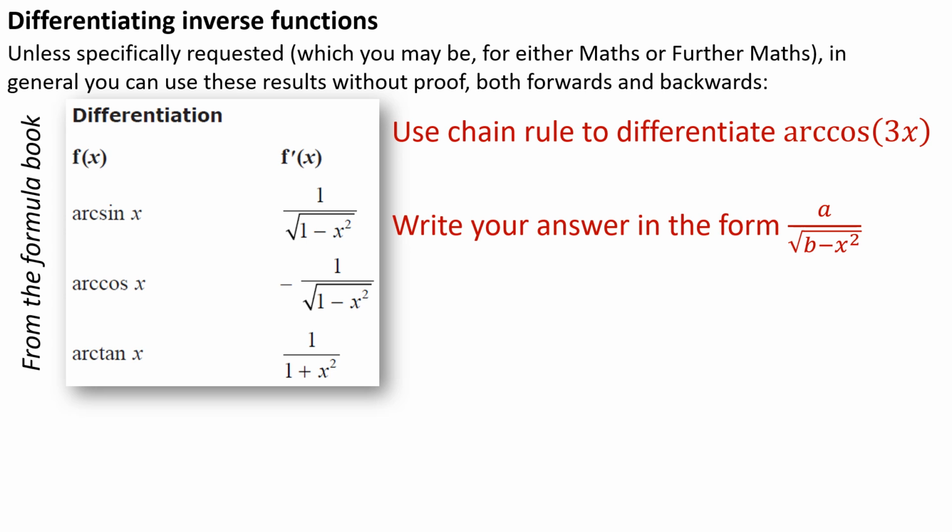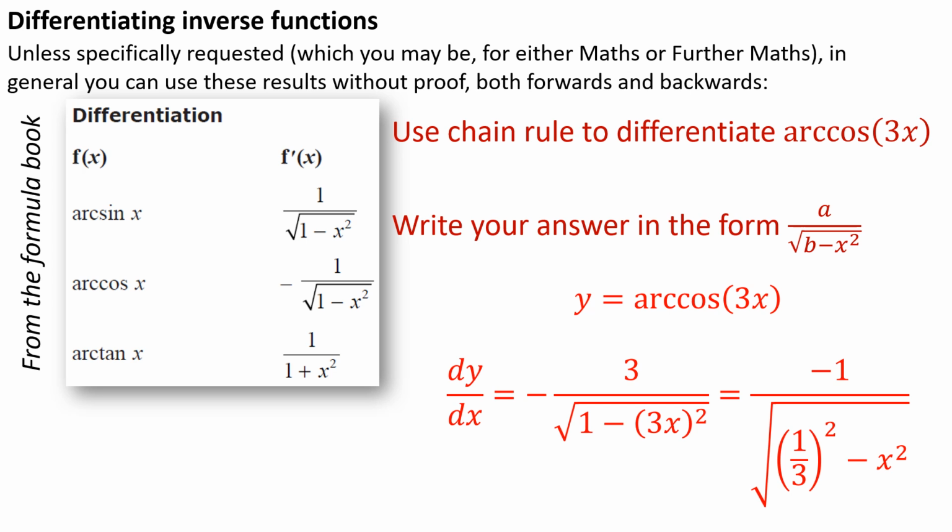Okay, if we start with y equals arccos of 3x, differentiating arccos, we can just follow the standard result. The only difference being, because of the chain rule, instead of just writing out the standard result, we also have to multiply by the derivative of the function inside. So instead of 1 over the square root of something, I'm going to have 3 over the square root of something. It's arccos rather than arcsine, so don't forget the negative sign that goes in front.